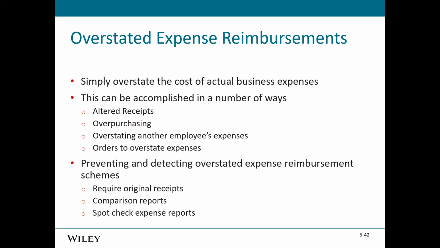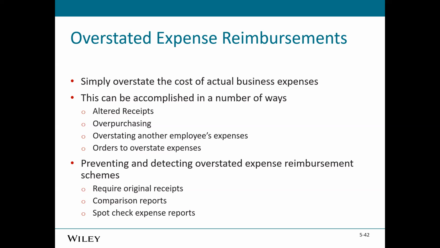We could also have overstated expenses. So instead of getting reimbursement for personal items, here we would just want to get extra cash more than what we actually spent on those business items. So simply overstating the cost of an actual business expense. So you paid $75 for parking, but you said you paid $100 for parking.